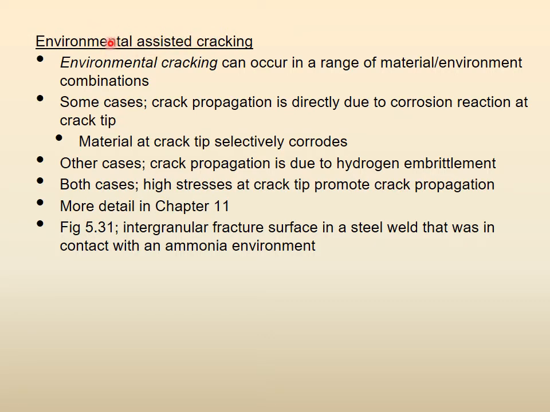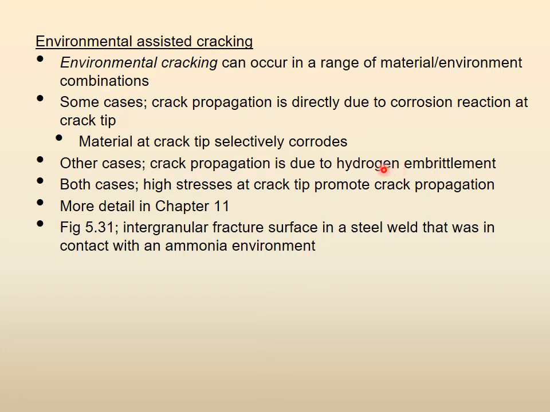The name is very obvious, right? I always ask you to look at the words and get the general meaning. So environmental cracking can occur in a range of material and environment combinations, when the environment around you assists cracking. In some cases, crack propagation is directly due to a corrosion reaction at the crack tip, so material at the crack tip selectively corrodes. Corrosion, of course, we know is because of a chemical environment, isn't it?